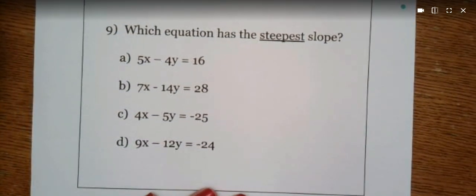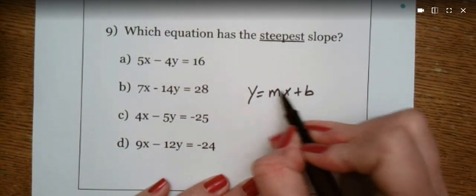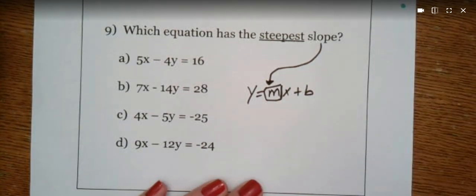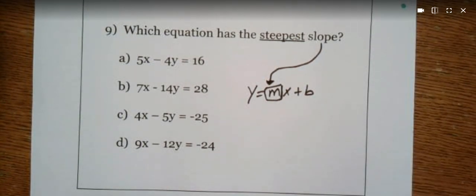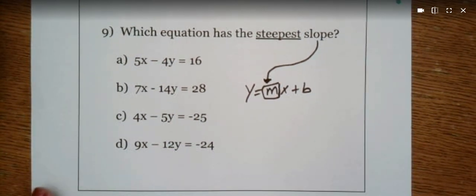On number 9, it says, which equation has the steepest slope? Well, all of these are in standard form, and we can't tell the slope when an equation is in standard form. So what we're going to need to do is change each of the equations into this form, y equals mx plus b, so we can actually see what the slope is and compare them. Yes, we know that the bigger the number, the steeper the slope, but what are the slopes? So this one's going to take a little bit of work.